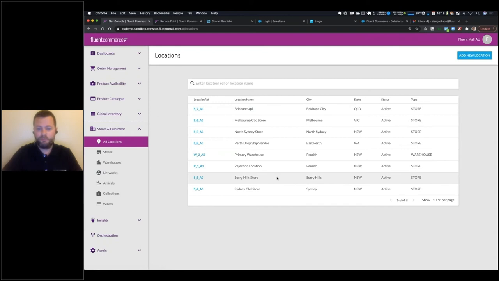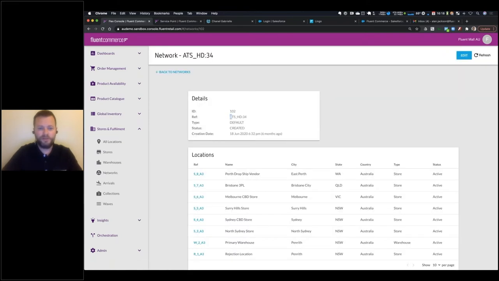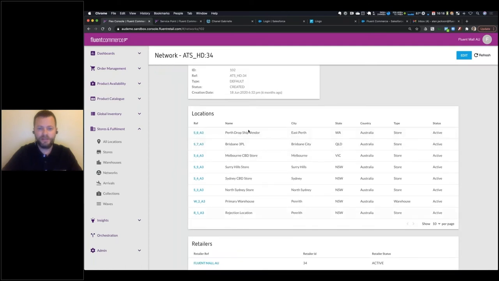So here I've got some Australia-based locations in the system, and being able to define what those locations are responsible for, which networks they sit in. For example, I might have a home delivery specific network that provides an available to sell, and it contains these locations. So being able to move those locations in and out of pools allows retailers to quickly reconfigure how the system is being set up.